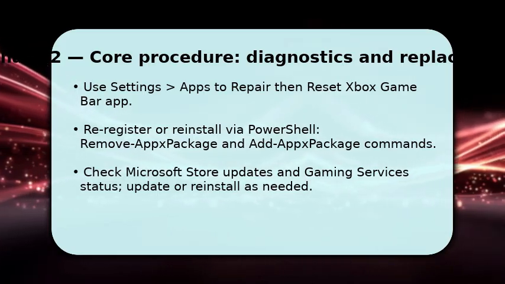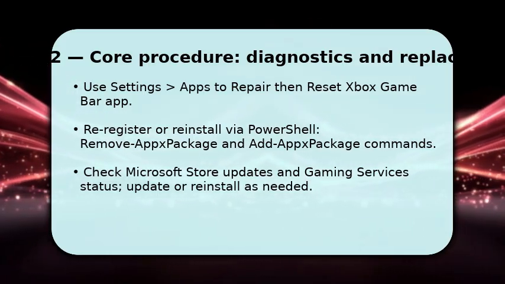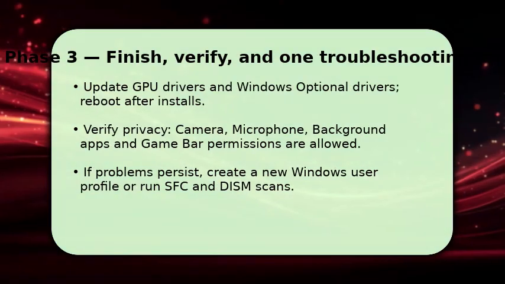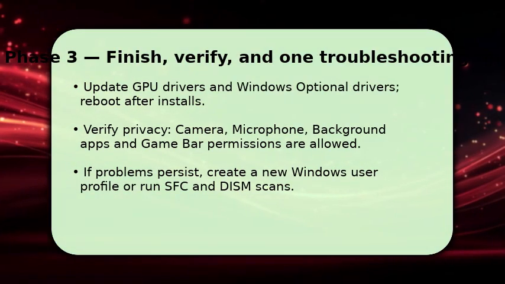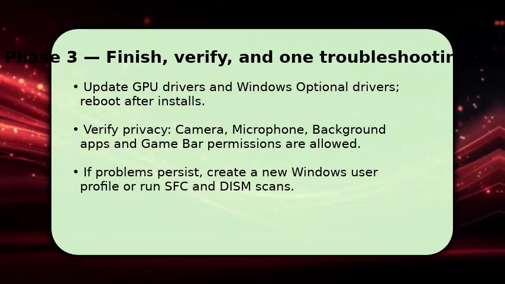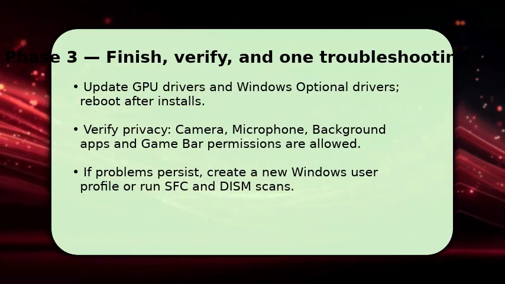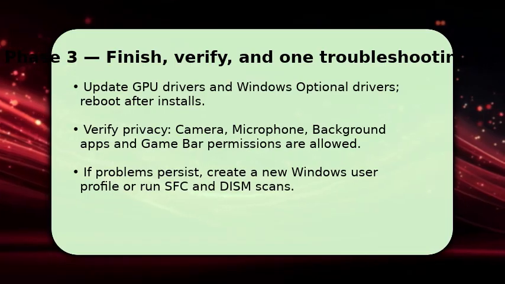Finally, update gaming services and the Microsoft Store. Outdated services often block the finish with system-level checks you might have missed. Update GPU drivers and any optional Windows drivers, then reboot so the overlay can bind to the GPU. Make sure privacy and background app permissions allow Game Bar access to mic, camera, and recording.